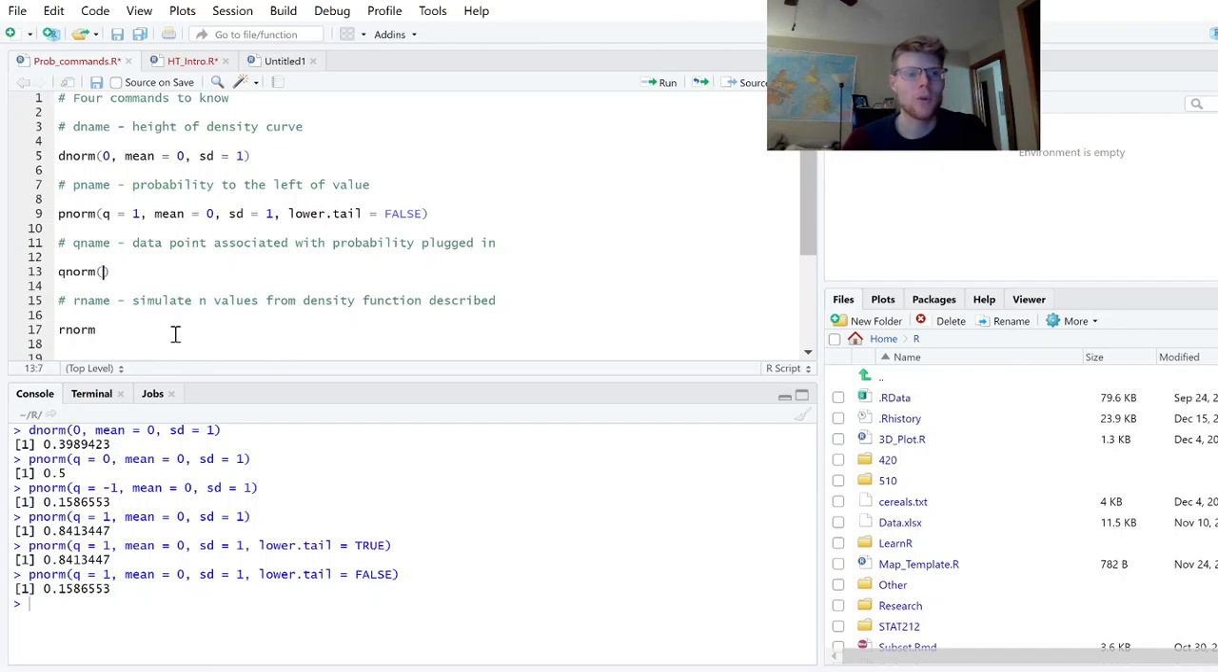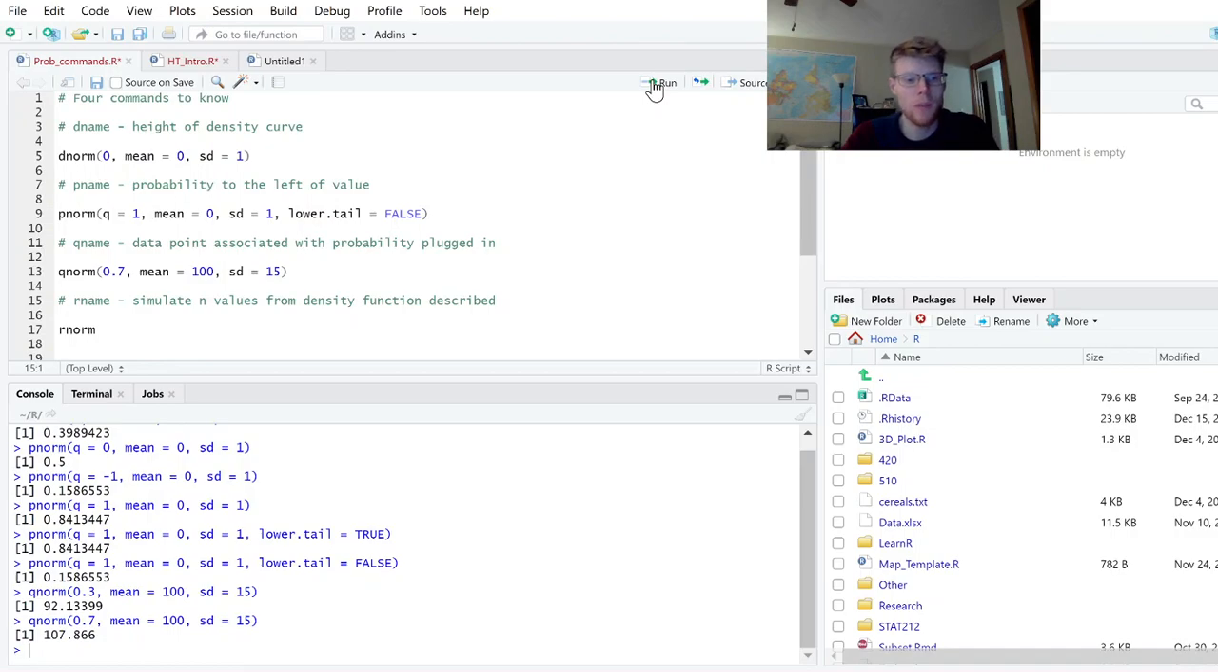Actually, I need to go with the probability. So let's say the probability I'm interested in is 0.3, and I'm working with mean equals 100, standard deviation equals 15. This is going to tell me the data point such that 30% of the data is less than that point. So apparently 92 is the value such that 30% of the data is less than this value in this distribution. And obviously, if I pick a probability more than 50%, then it's now going to be above the mean. Again, since the normal distribution is symmetrical about the mean.